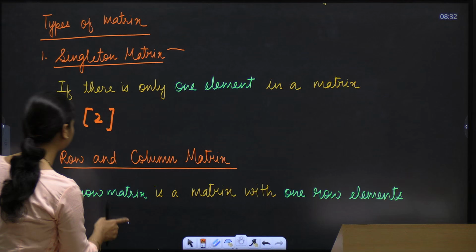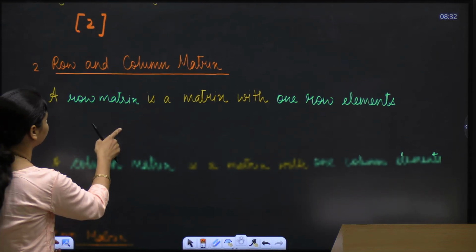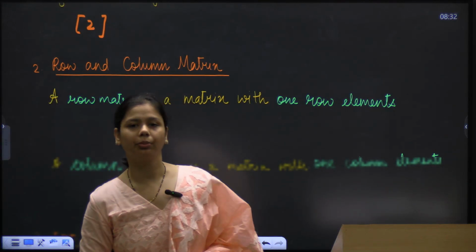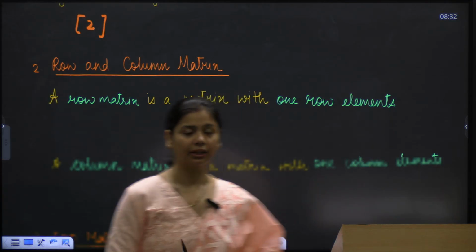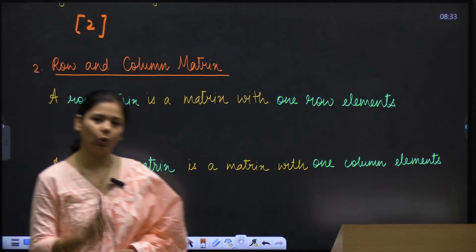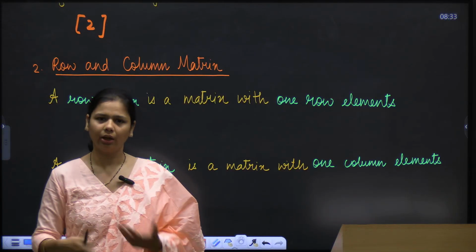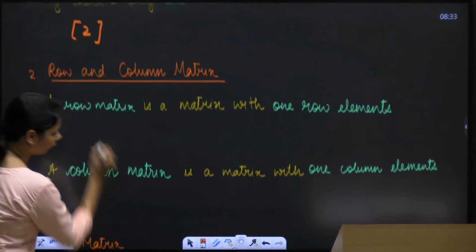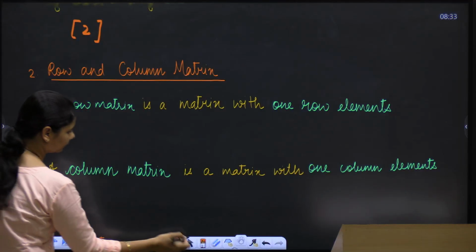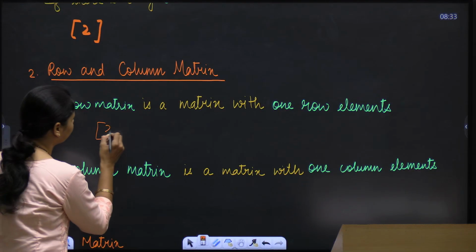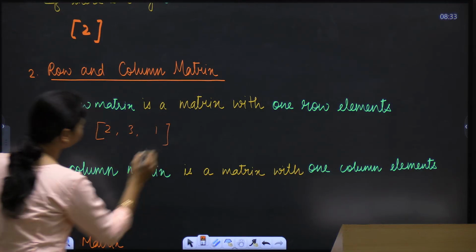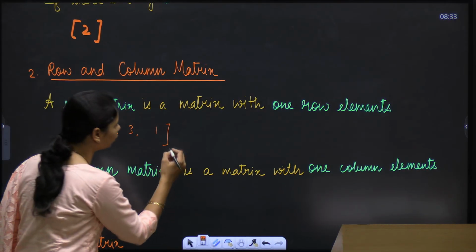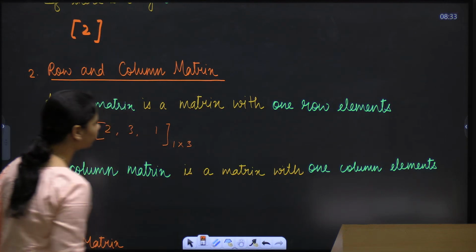Then the second type is the row and column matrix. In a row matrix there will be only one row of elements, that means the number of rows will be 1 but the number of columns can be any number. Like 2, 3, 1. Here we have 1 row and 3 columns. The dimension of this matrix will be 1/3.